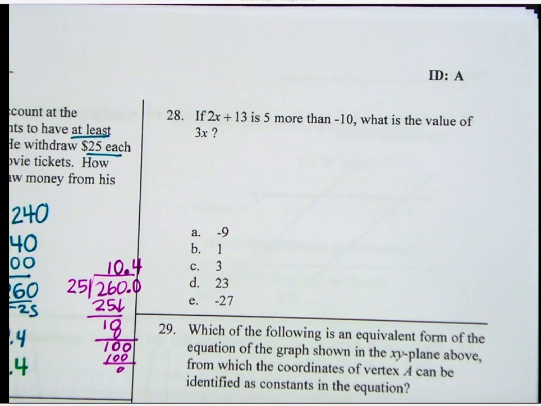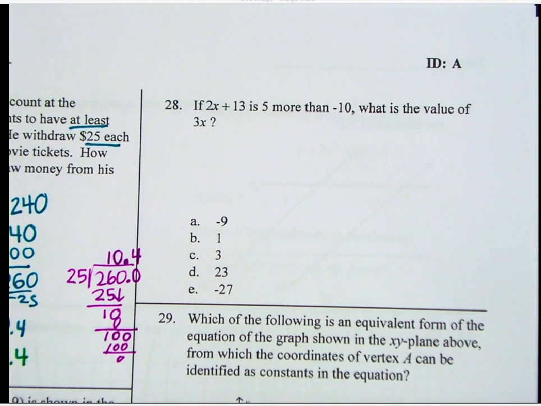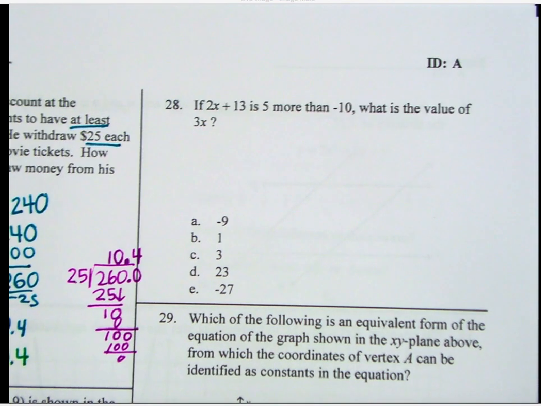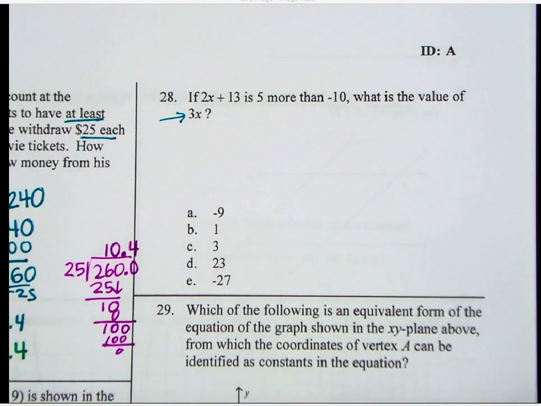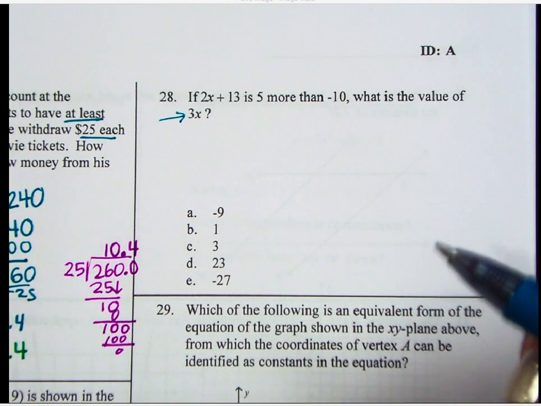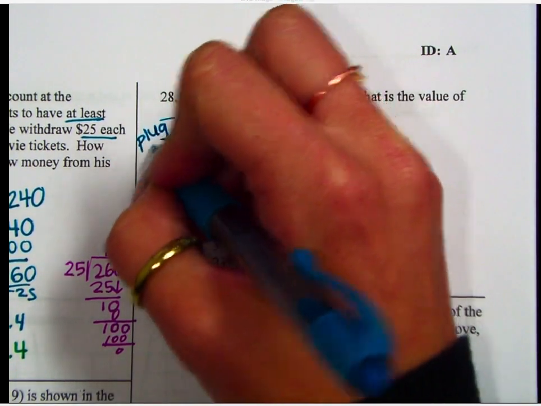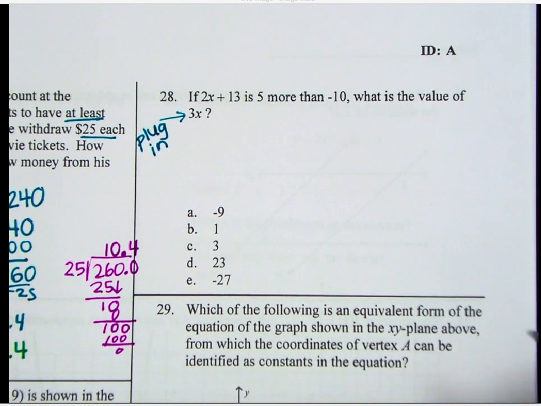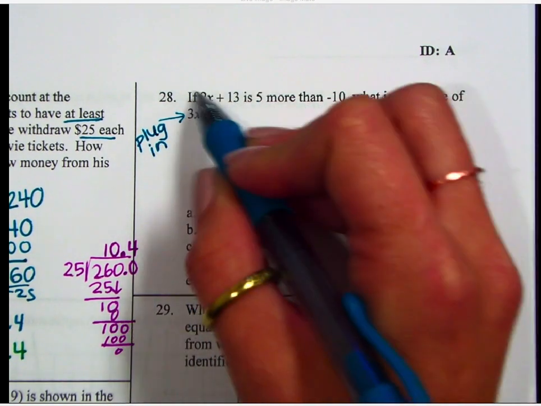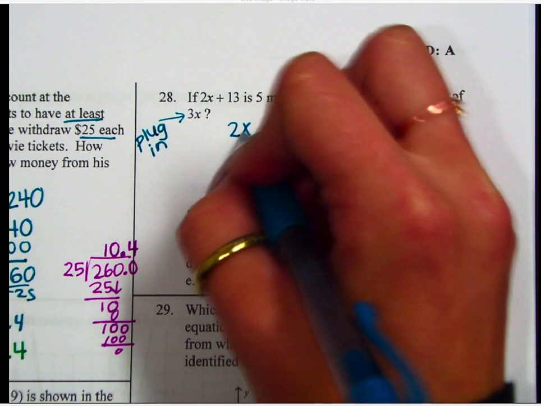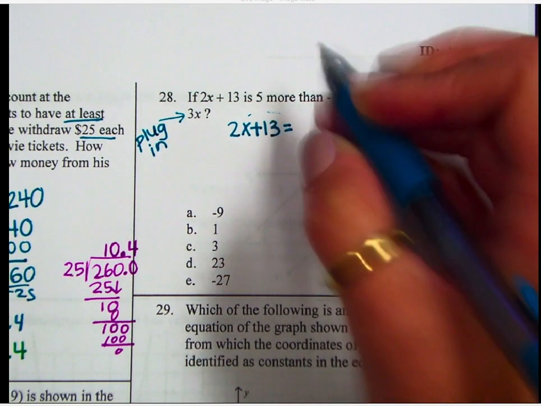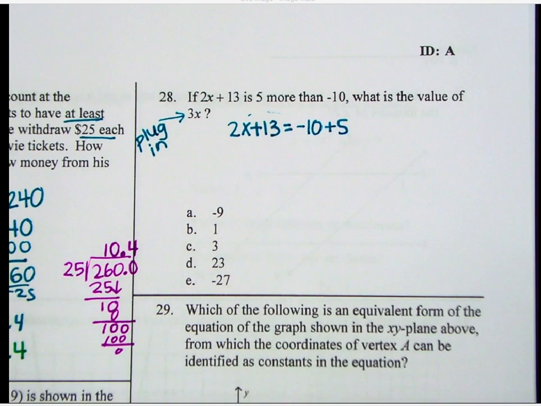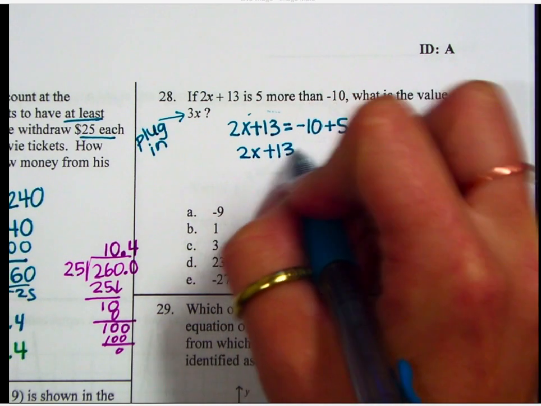Number 28, if 2x plus 13 is 5 more than negative 10, what is the value of 3x? Okay, so don't let this confuse you. This just means there's going to be a second step. We're going to find x first. After we find x, we're going to plug it in right here and multiply by 3. So we're going to use this first part to create an equation. 2x plus 13 equals 5 more than negative 10, which just means add 5 to negative 10. So we're going to solve for x.